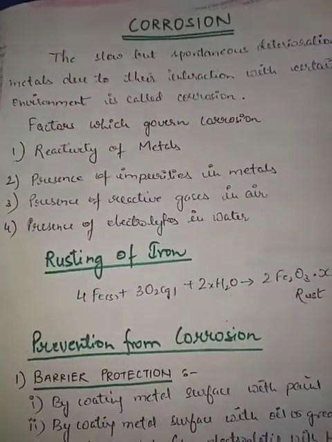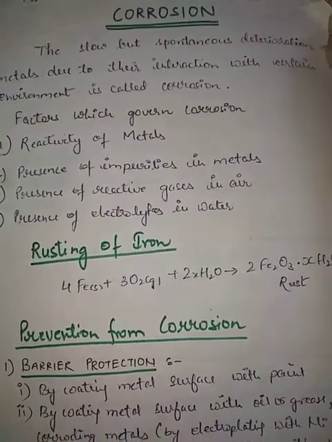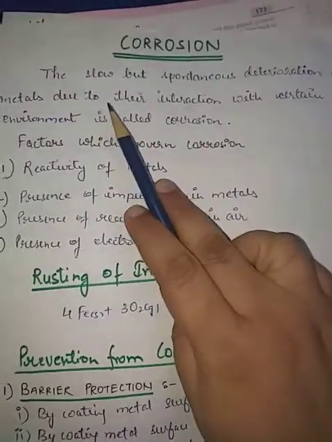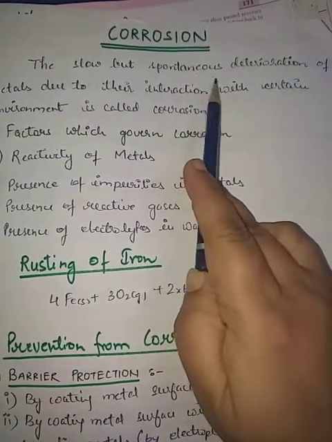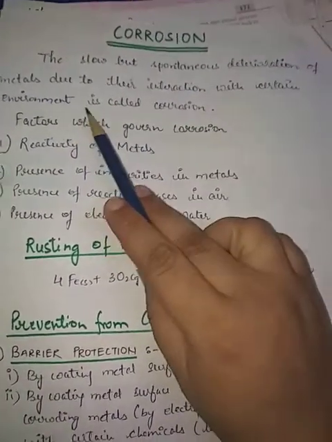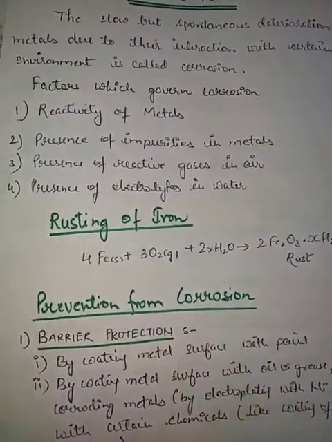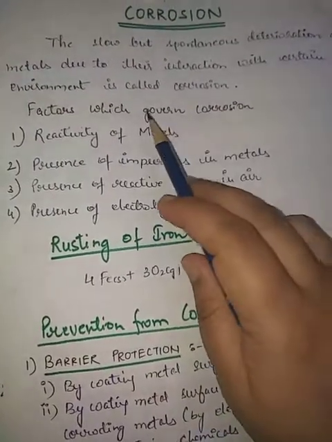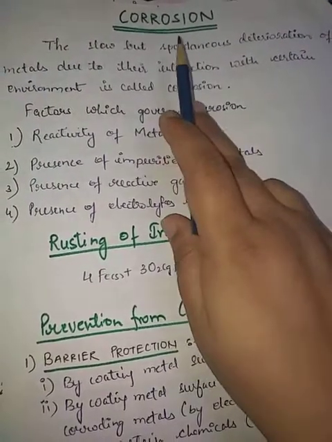Now the next topic which we will study here is corrosion. I think everyone is familiar with the term. It is the slow but spontaneous, meaning continuous, deterioration of metals due to their interaction with a certain environment. We know that moisture, oxygen, even carbon dioxide, and many other reactive gases are responsible for the deterioration of metals, and that is called corrosion.